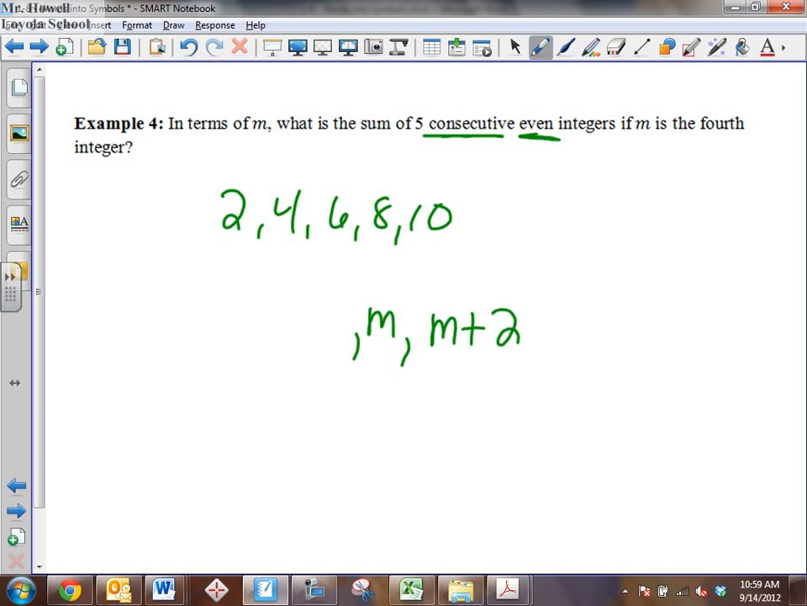Okay, that's easy enough. And now we have to work backwards. Working backwards, what we're going to notice is, if we take the 8 and want to go to the 6, we need to subtract 2 from m. So we'll call this m minus 2. Then to get to 4, we're going to have to subtract 4 from m, so m minus 4. To get to 2, m minus 6. And now we have our 5 consecutive even integers with m as the fourth integer.